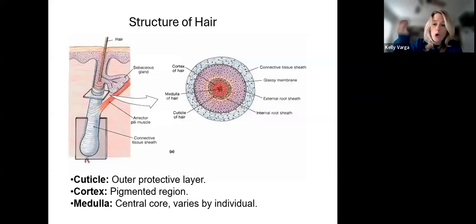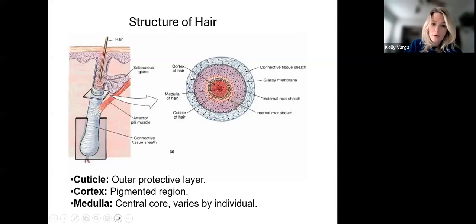So again, the bulb is what is down in that dermal layer of the skin. It is connected and held in place by a connective tissue, and it forms this sort of sheathing. This is why also hair is painful if it is pulled on or ripped out, because it has a blood supply to it and nerves, which are very much close in proximity to that.